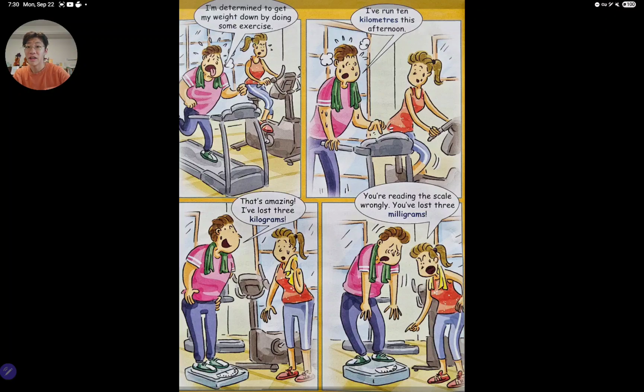Let's look at this in a real life example. Milligrams and kilograms and kilometers, millimeters, that kind of stuff. I've determined to get my weight down by doing some exercise. I've run 10 kilometers this afternoon. It's amazing. I've lost 3 kilograms. You're reading the scale wrong. You lost 3 milligrams. Oh, come on.